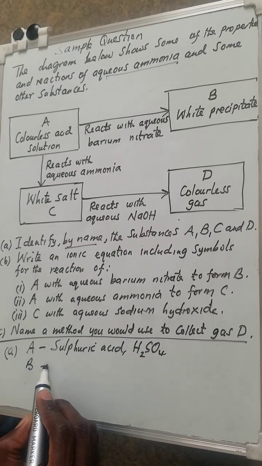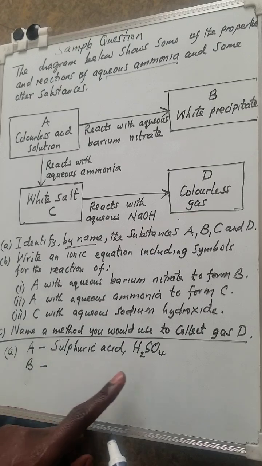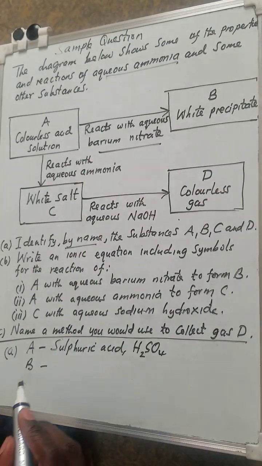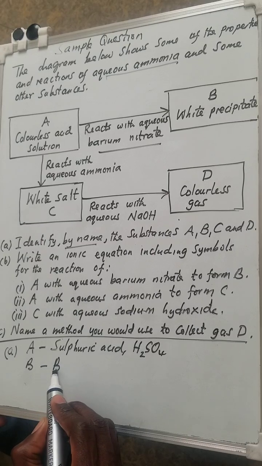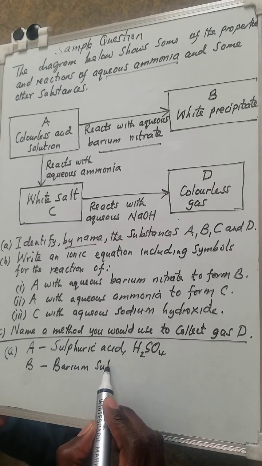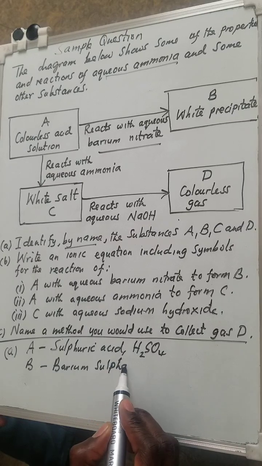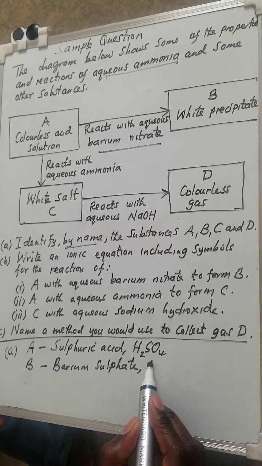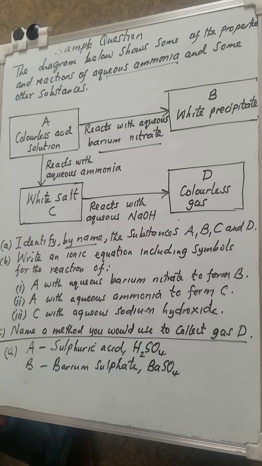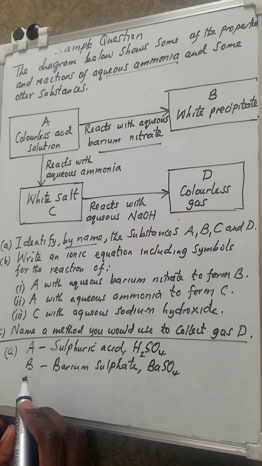And then B, what could it be? When sulfuric acid reacts with barium nitrate, the white precipitate that is formed is simply barium sulfate. Remember when you did your acids, bases, and salts, I'm sure you are able to relate to that. So barium sulfate is what is going to be produced for B.